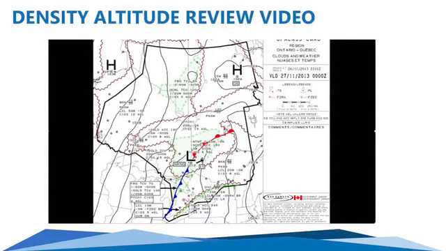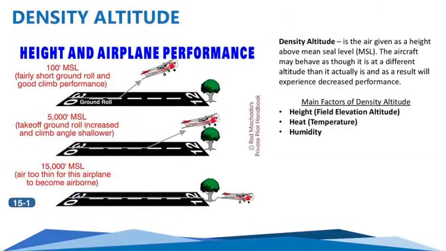So remember, with density altitude, the things that really affect it are going to be the height, which is your field elevation altitude or pressure altitude, the heat, which is basically your temperature, and then the humidity. Now, when we do calculations, we're pretty much utilizing the pressure altitude and the actual temperature. The definition of density altitude, if you go back to your private pilot days, is pressure altitude corrected for non-standard temperature.